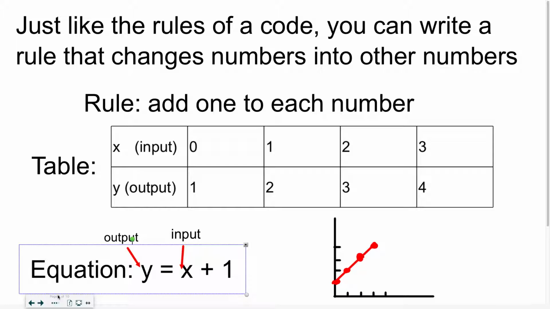So we're going to put in an x or an input. And if we input the 0, we're going to add 1, and our output or our y is going to be 1. And the same thing is going to happen every time. There's a rule, and it's going to happen each time. And you have worked with functions already.